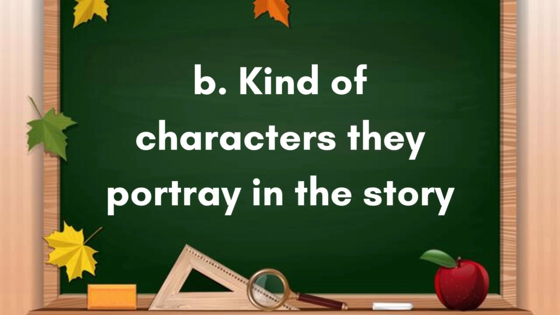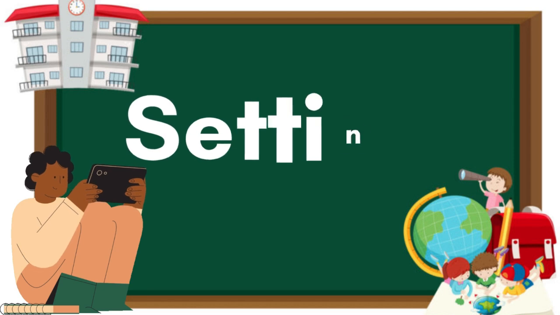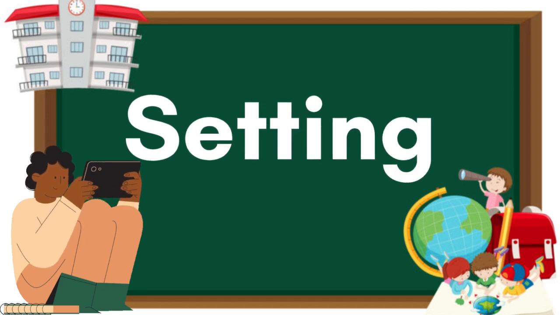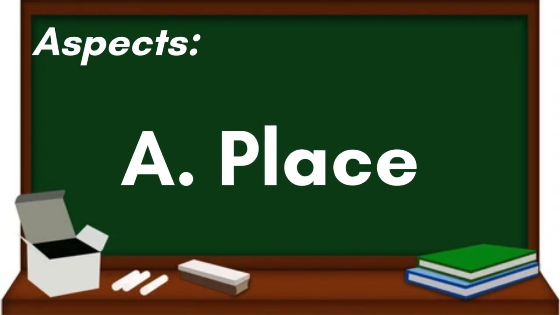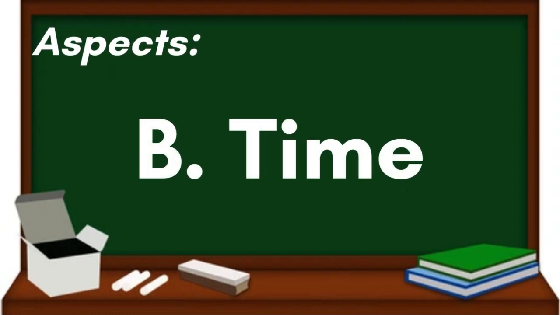Next element of a short story is setting. Setting is the time and place, or when and where of the story. There are aspects to consider how setting contributes to a story. A. Place. Place is a geographical location where the action of the story takes place. B. Time. Time is the historical period, time of the day or year when the story takes place.